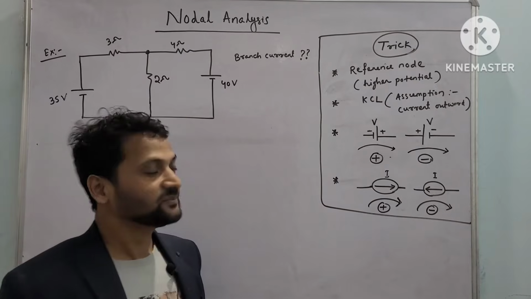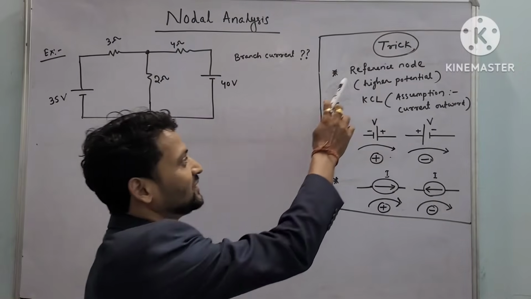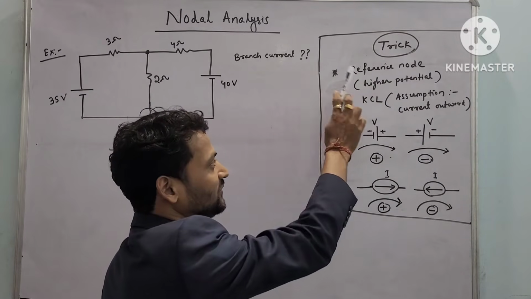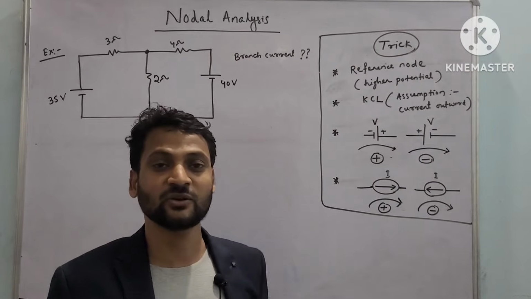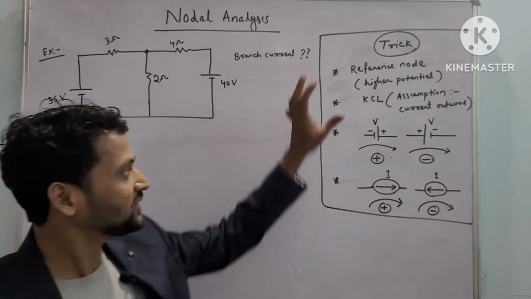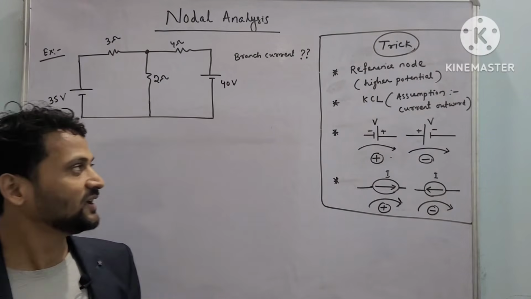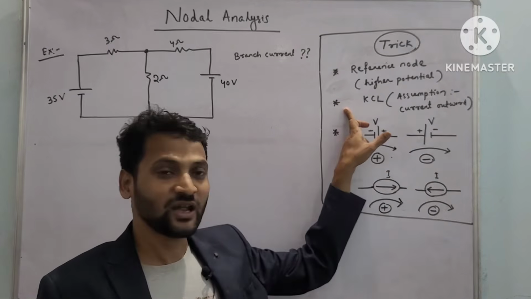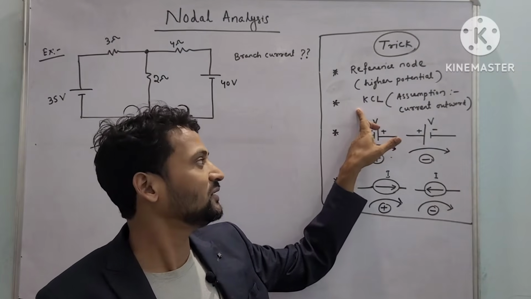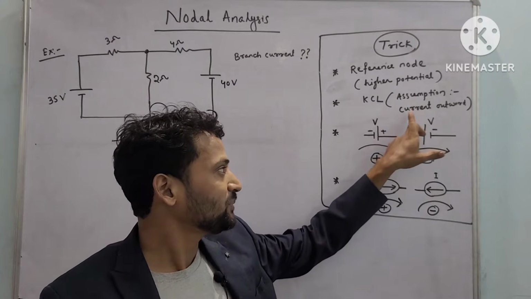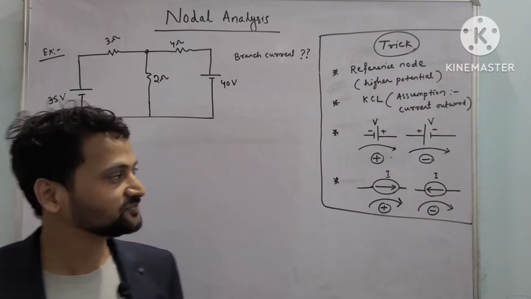The tricks are these. First point: we have to choose a reference node and consider that the potential at this node is higher as compared to other potentials, or the potential at the node or junction is dominating over other potentials. Second point: we have to apply KCL on that node. And one important trick you should remember: we consider the current to be outward.